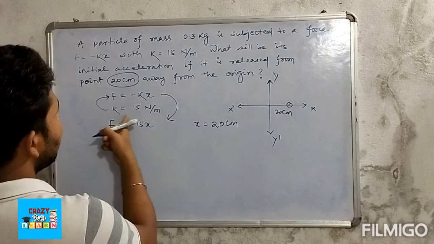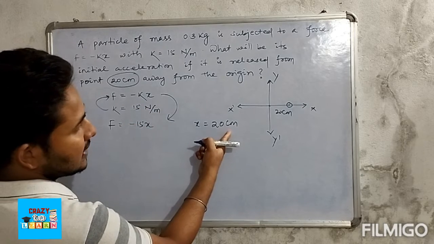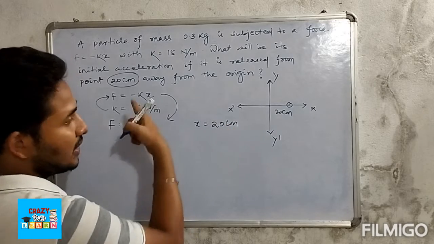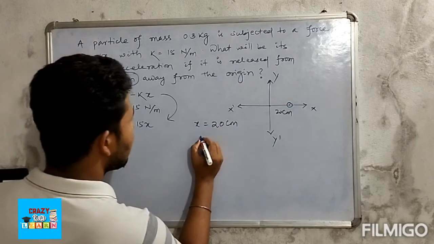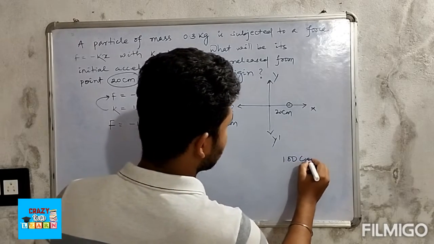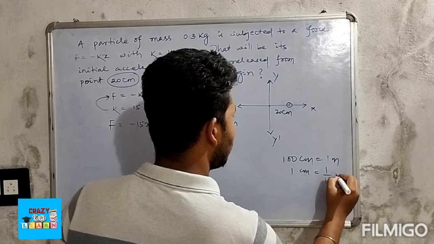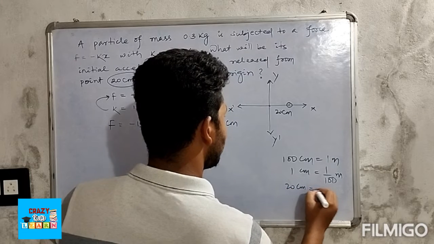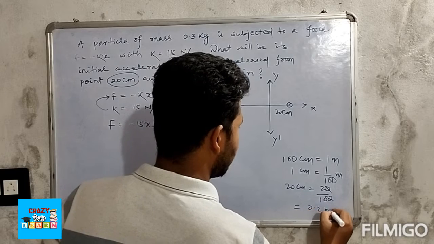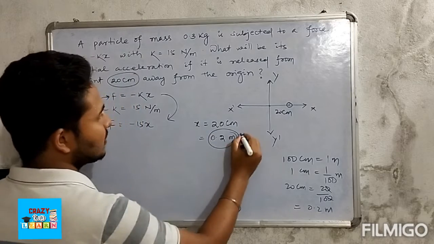As the value of k is given as 15 Newton per meter, that is in the SI system, and cm is the CGS system, you first have to convert this CGS unit to the SI unit. 20 cm is equal to how many meter? We know that 100 cm is equal to 1 meter, so 1 cm is equal to 1 by 100 meter and 20 cm is equal to 20 by 100. The zeros cancel, that means 0.2 meter. Clear? So x is 0.2 meter.